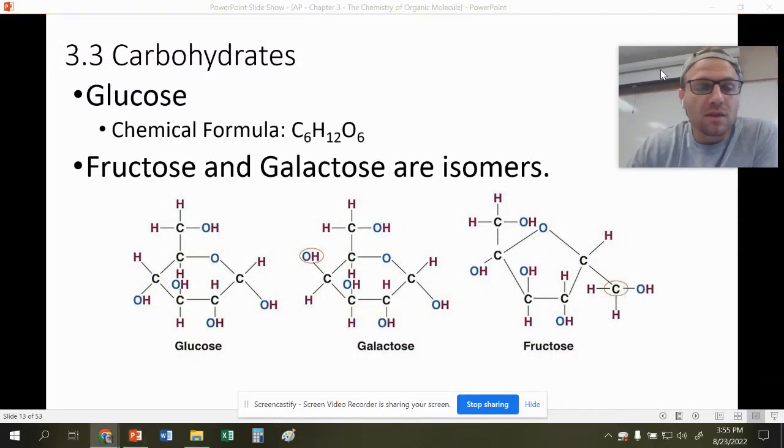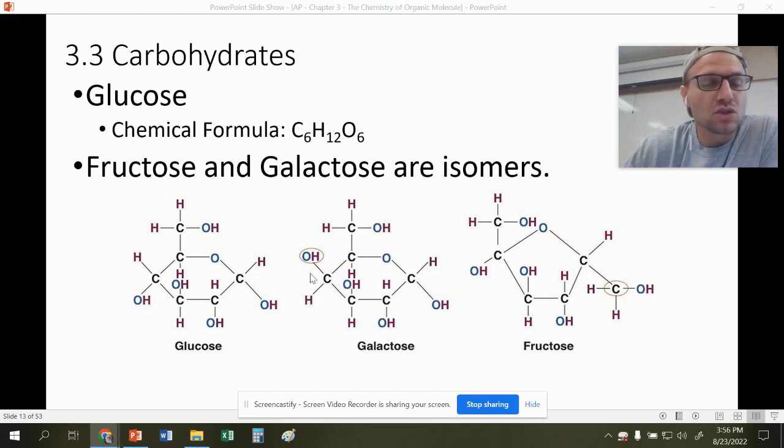Okay, so let's go over the monosaccharides. Glucose, fructose, and galactose are all isomers of each other. They have a chemical formula of C6H12O6. If you look down here, we have glucose, galactose, and fructose. Now, you might say glucose and galactose look very similar, which they do. Notice how this oxygen and hydrogen, this hydroxyl group, is flip-flopped. You might think, well, that doesn't really change it.